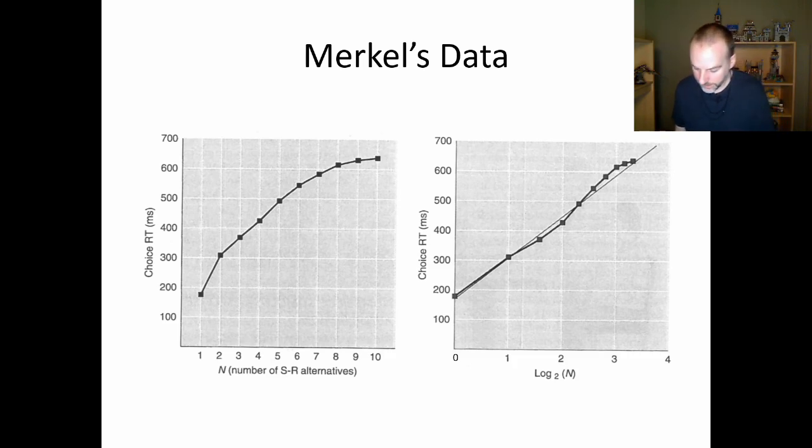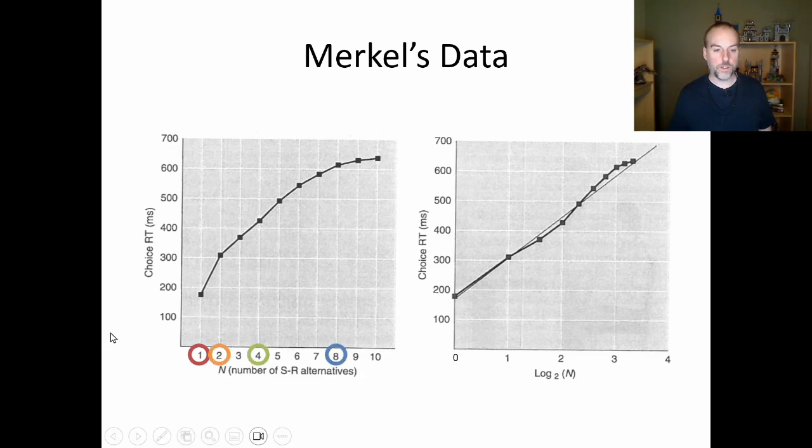Okay, let's take a look back at Merkel's data and see if we can understand how this data has been transformed. So here's the original data, and we have reaction time on the y-axis, n, or the number of stimulus response alternatives, on the x-axis. Over here, it's still reaction time on the y-axis, but we've transformed the x-axis so that it's now log base 2 of n. So let's look at how that's done.